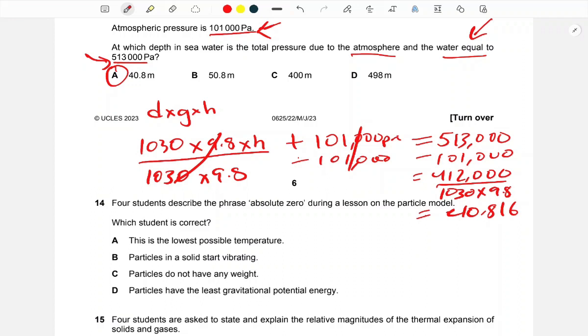Number 14. Four students describe the phrase absolute zero during the lesson in a particle model. Which student is correct? Absolute zero is a temperature which is equal to 0 kelvins or negative 273 degrees Celsius, and it's the lowest possible temperature. So that's going to be A. This is the lowest possible temperature.